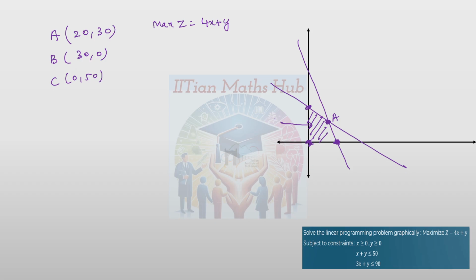There may be a condition that can happen. Suppose that instead of x plus y less than or equal to 50, they give greater than or equal to 50. In that case, the shaded region will be above this line, and the points lying outside the region will give you the infeasible solution.